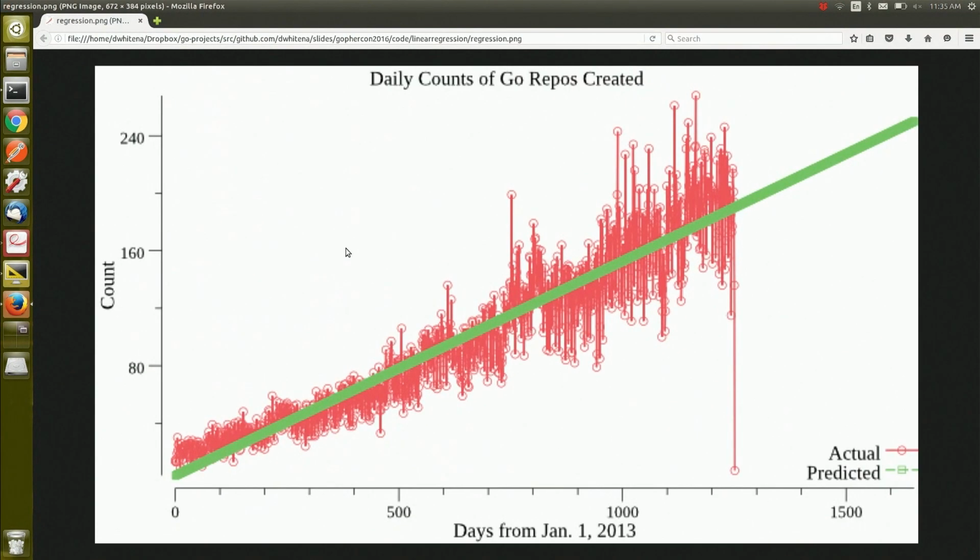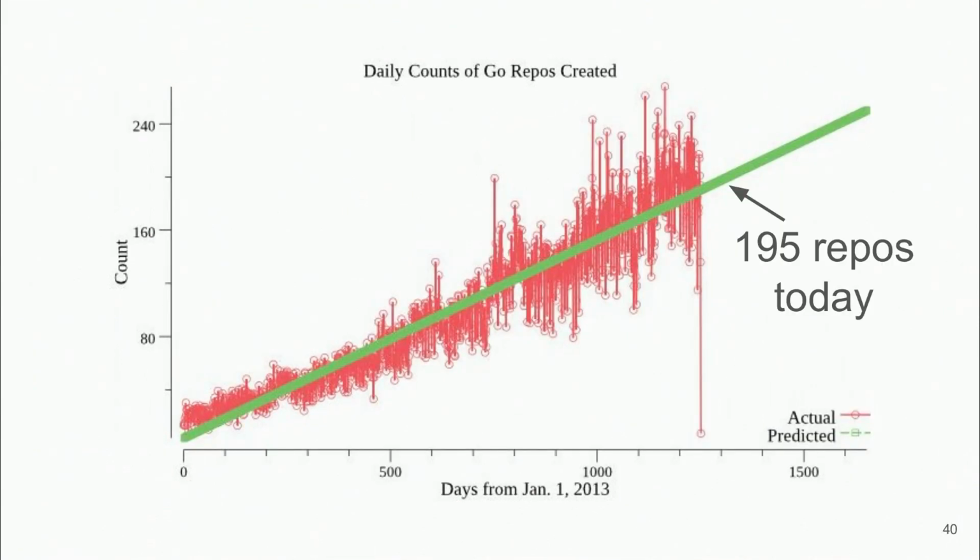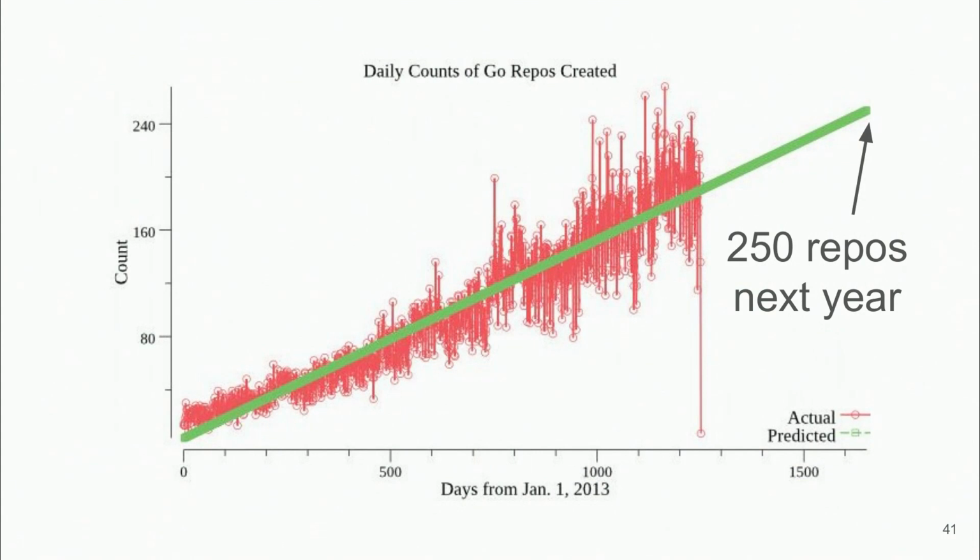All right, and here's our actual and predicted values. You can see our line tracks pretty well with the historical values, and will allow us to make some future predictions. So coming back over here, that's what we just saw. So today, according to my model, we're going to create 195 Go repositories on GitHub. It might be slightly weird, since most of the Go programmers in this room are not making Go repositories. But anyway, around this time, assuming GopherCon didn't happen, it would probably be around 195. But next year, when we get to GopherCon 2017, you guys have to follow up on this. You should be creating about 250 Go repositories every day.